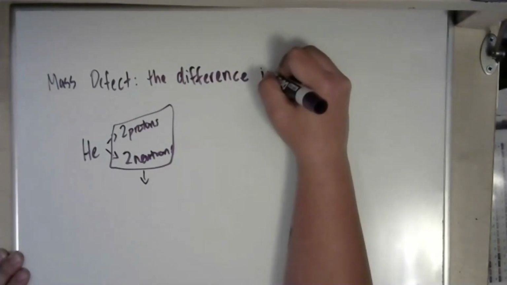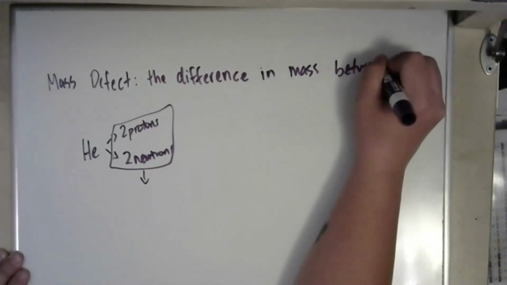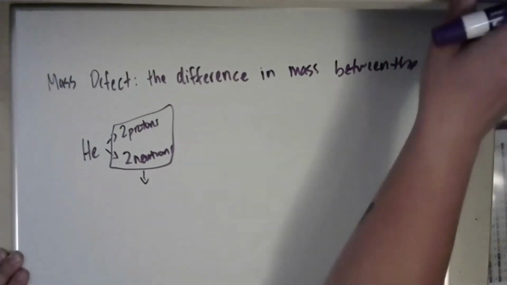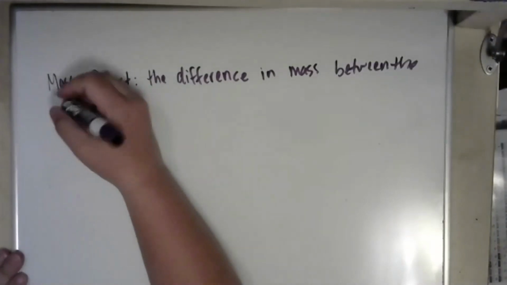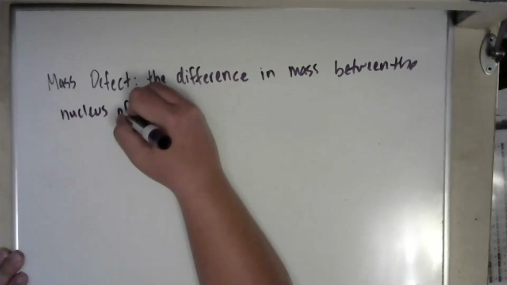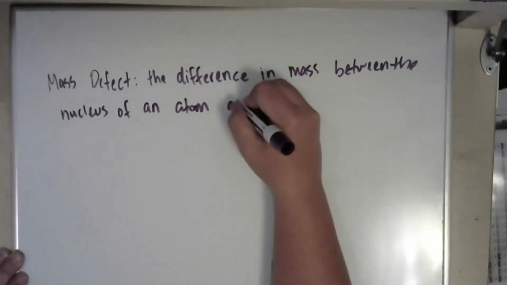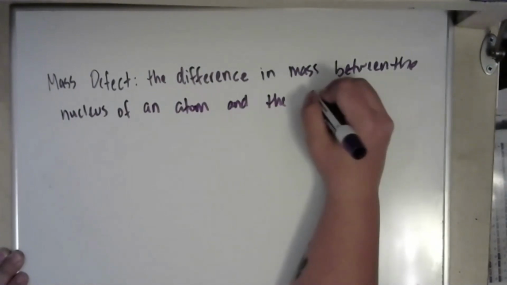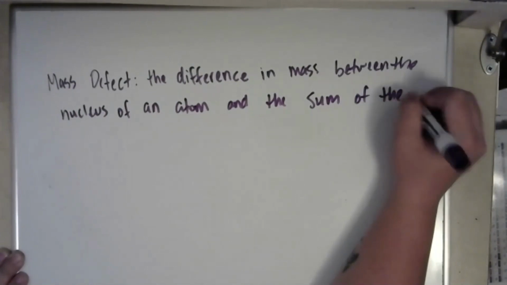So the mass defect is the difference in mass between the nucleus of an atom and the sum of the separate particles that make it up.